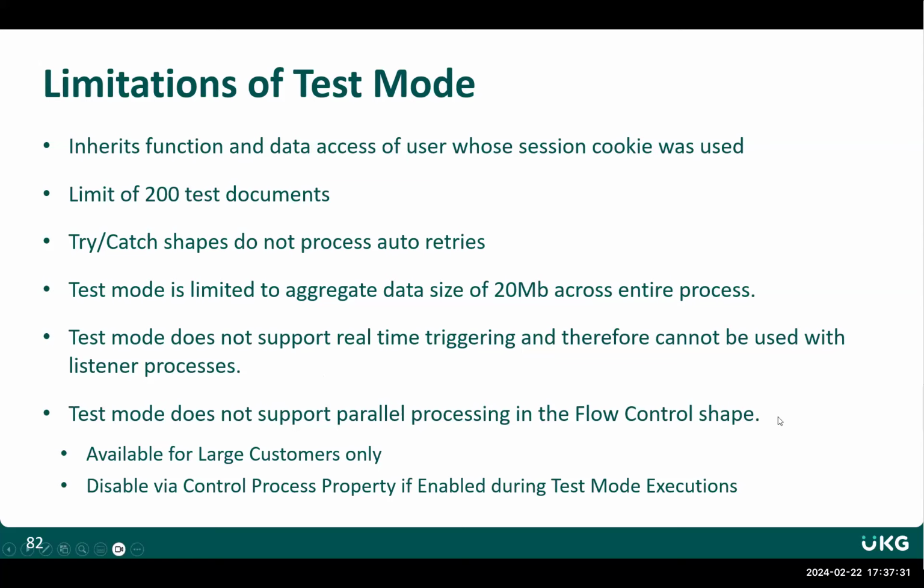And test mode does not support parallel processing and flow control shapes. Well, we do support parallel processing in our flow control shapes. But if you remember, we have the ability to turn it on and off with a control process property. So if we're working with an integration that is set up for parallel processing, we can just change that process property to false, so it doesn't use parallel processing for this test mode execution. We can just change that process property, do our test mode, and then put it back when we're done.